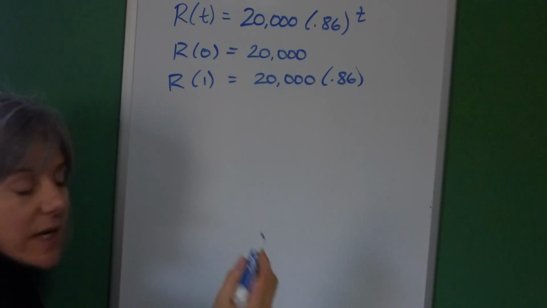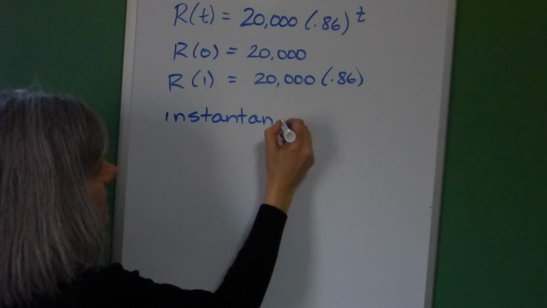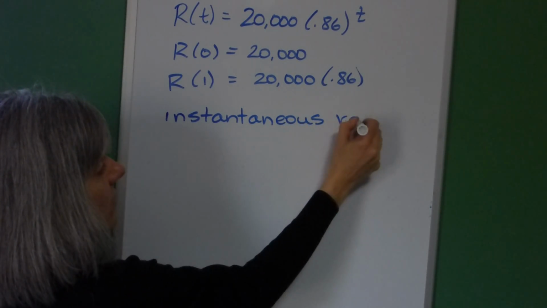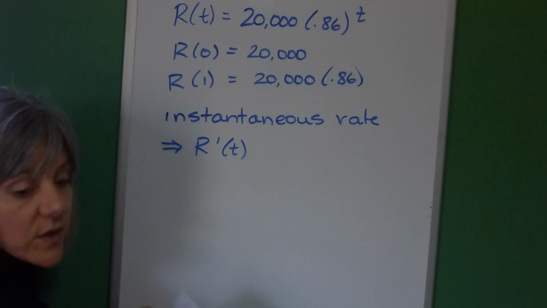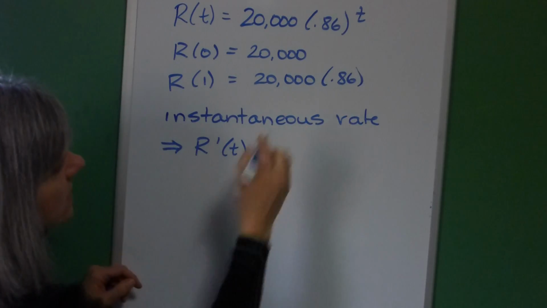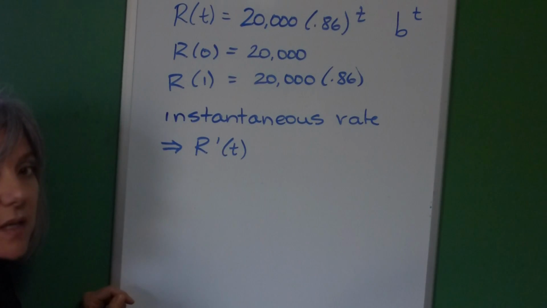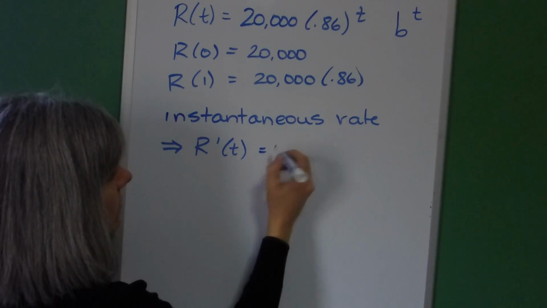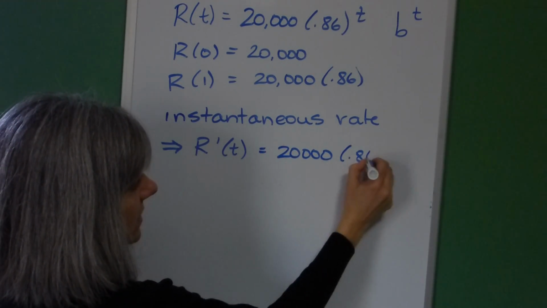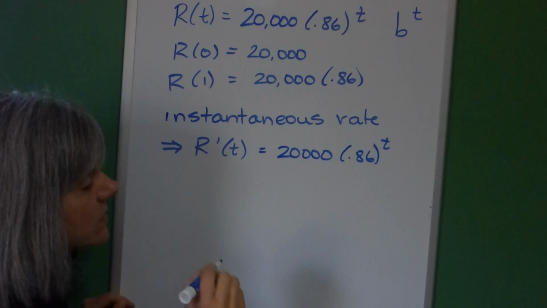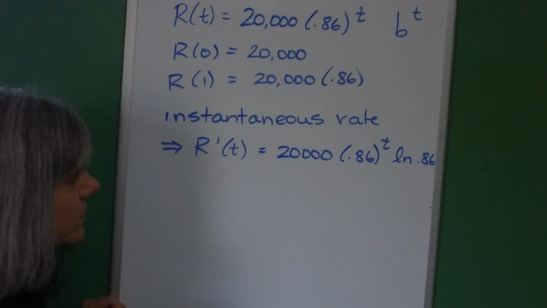So instantaneous rate. That should make you think automatically: instantaneous rate, that tells you derivative. Okay, so what is this derivative? This is of the form b to the t, some number to the t. So it's an exponential. So we know that the 20,000 stays in front. It's an exponential, so we have the same exponential in the derivative times the correction factor, ln of the base. Okay, so that's our derivative.